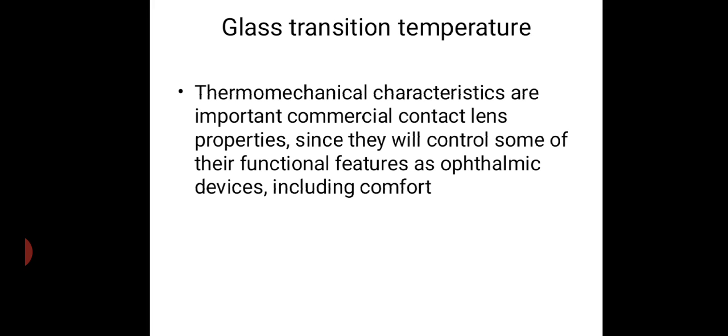Glass transition temperature is another thermomechanical property, and it becomes very important. If the polymeric material we are using does not have sufficient thermomechanical property, it may change its mechanical property after insertion into the ocular cavity. Such changes in physico-mechanical property may affect the ocular cavity and may cause side effects.